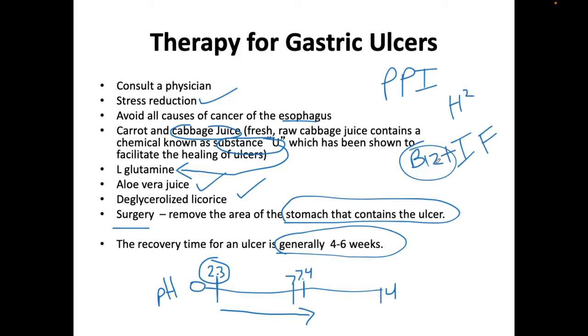What happens if you don't have the acidity? What's going to happen to calcium absorption? What's going to happen to iron absorption? What's going to happen to the natural microbiome of the stomach? Just food for thought, things to think about.